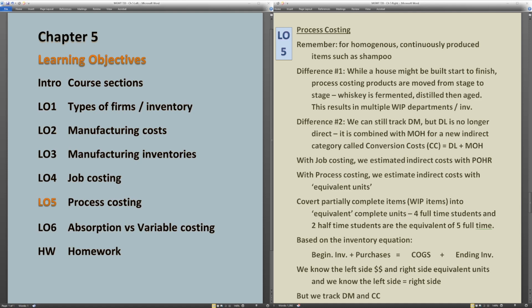Well, take, for example, if I say, okay, we have 4 full-time students and 2 half-time students. Aren't 4 full-time students and 2 half-time students the equivalent of 5 full-time students? Because the 2 half-time students sort of equate to 1 student.